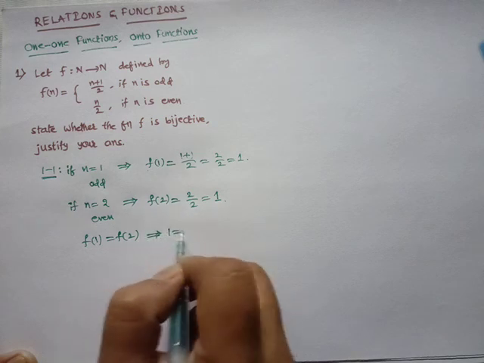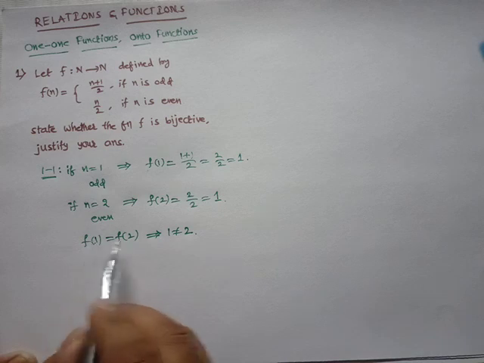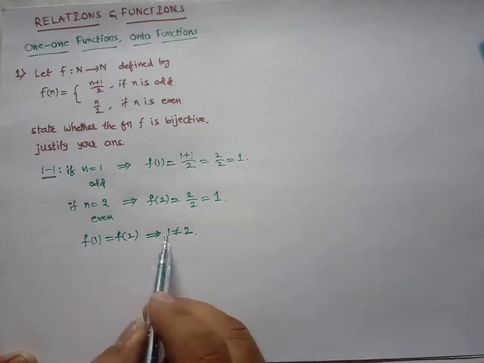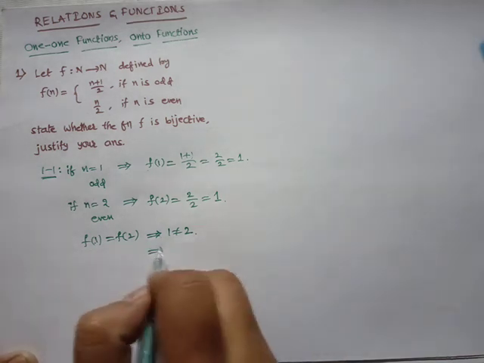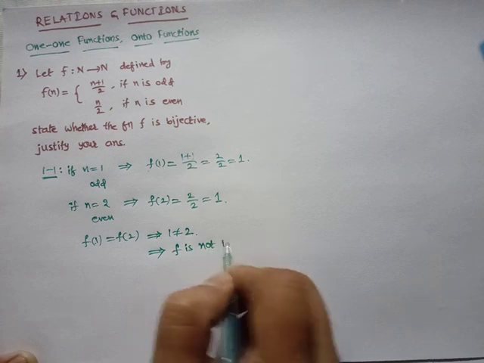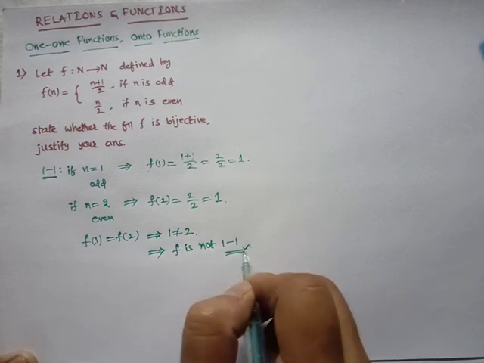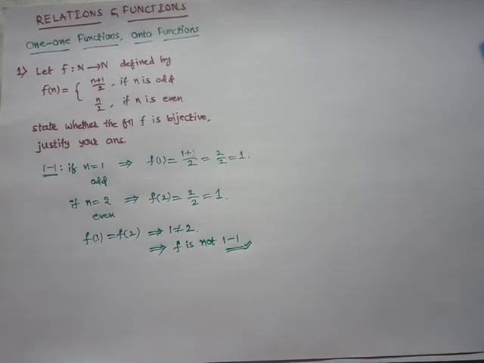But 1 is not equal to 2. For one-one, f of x equal to f of y should imply x is equal to y. But here x is not equal to y. So this implies f is not a one-one function here. And coming to the next, whether it is onto or not.